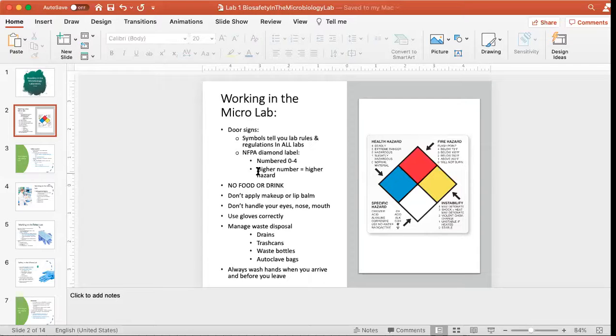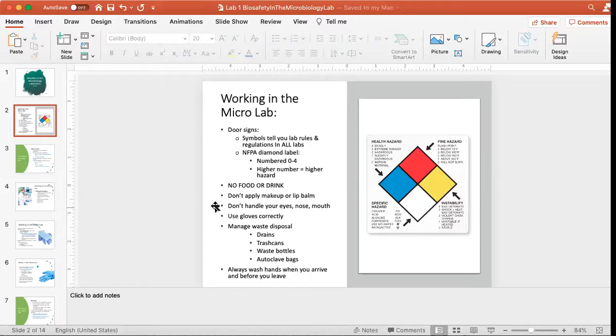Now, it also means that you don't want to apply things like makeup or lipstick or lip balm when you're in a laboratory, because as you know, sometimes those things get into your eyes or they get into your mouth, and you could, again, be exposed to things that are hazardous to you. So, good practice is if you need to adjust your makeup or put anything on your lips, that you just step out of the lab to do that. Maybe go down to the restroom to do that.